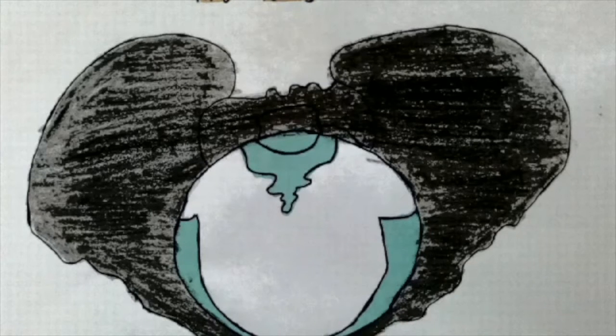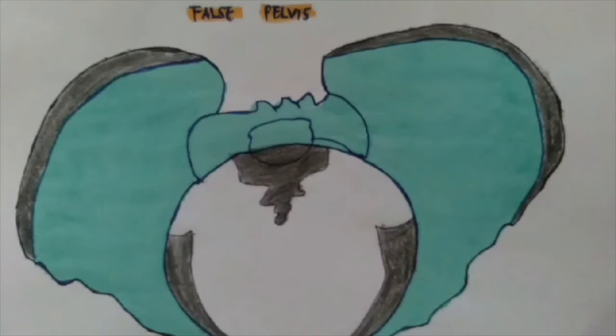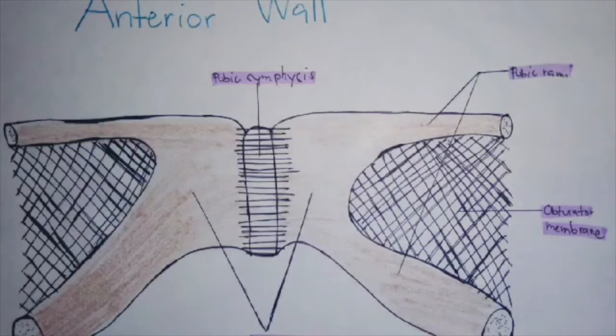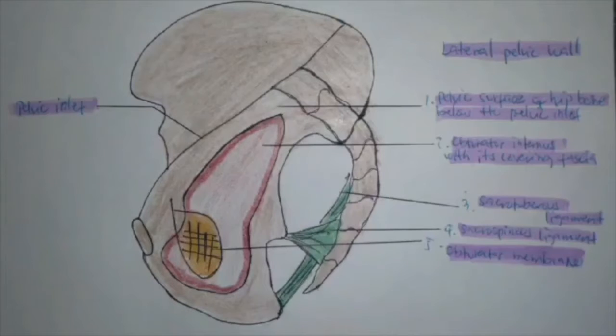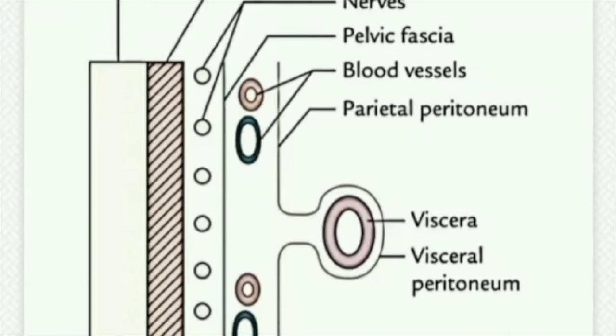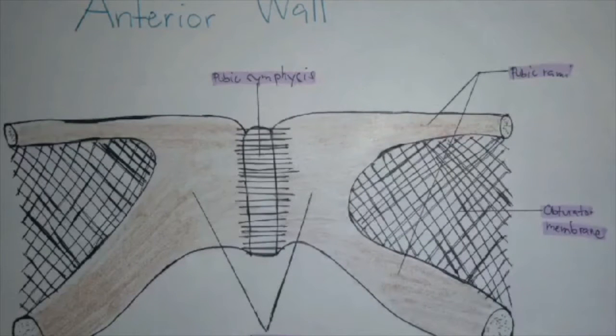A true pelvis has an inlet, an outlet, and a cavity, and the walls of the pelvis are formed by bones and ligaments that are partly lined with muscles covered with fascia and parietal peritoneum. The pelvis has anterior, posterior, and lateral walls and an inferior wall or floor. The anterior wall is composed of the pelvic surfaces of the bodies of the pubic bone, the pubic rami, and the pubic symphysis, and is the shallowest wall.